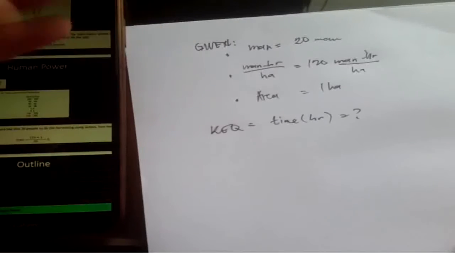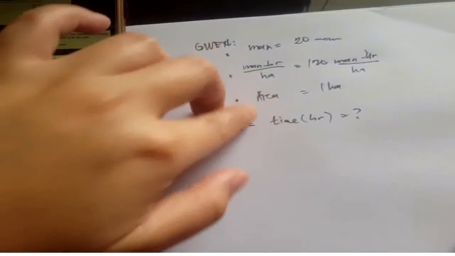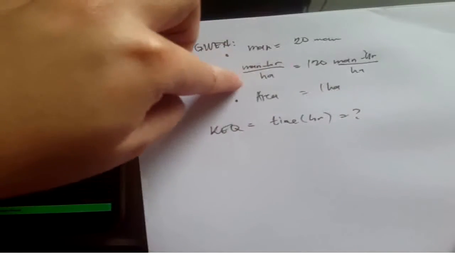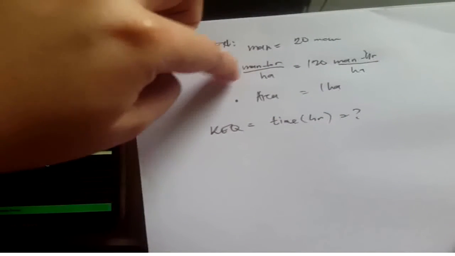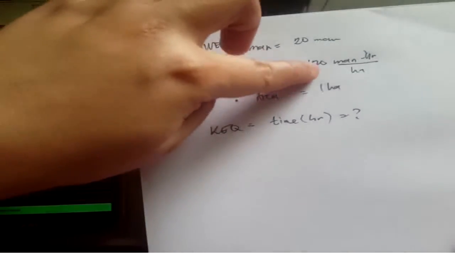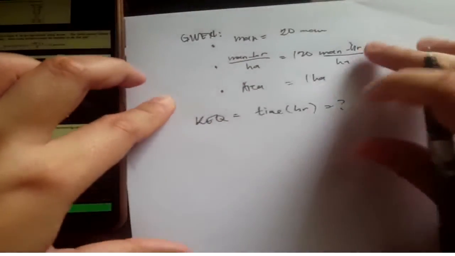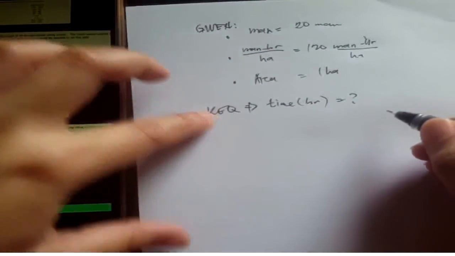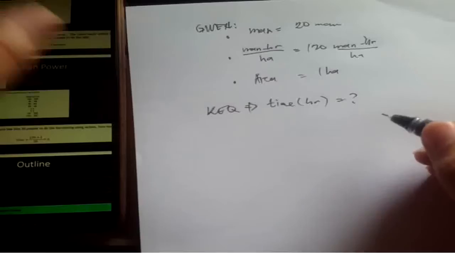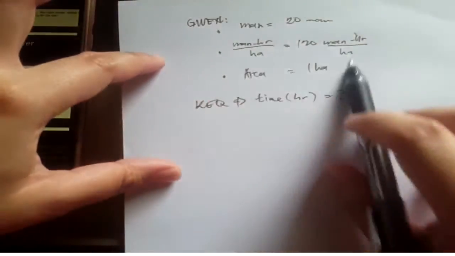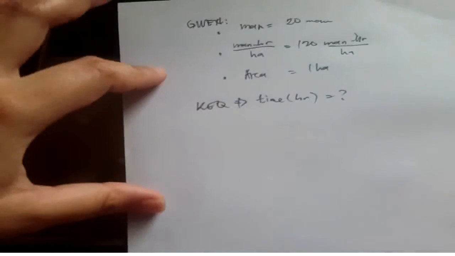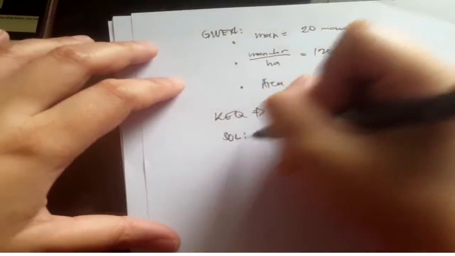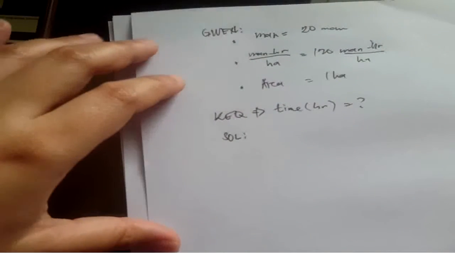Okay. If you have 20 men working on 1 hectare field doing the harvesting using sickle, we have the value from the table of man-hour per hectare, which is 120 man-hour per hectare, harvesting using sickle. So we need to find out how much time the job will be done if you have this 20 men within 1 hectare field.